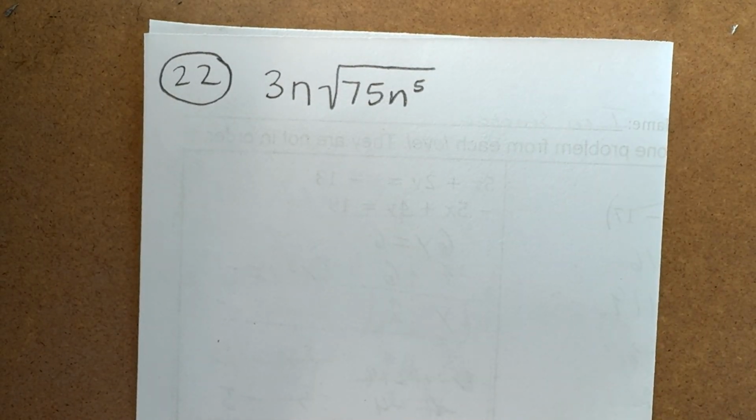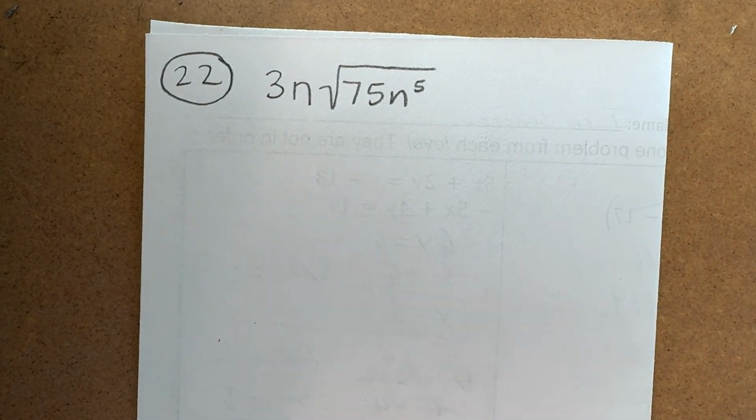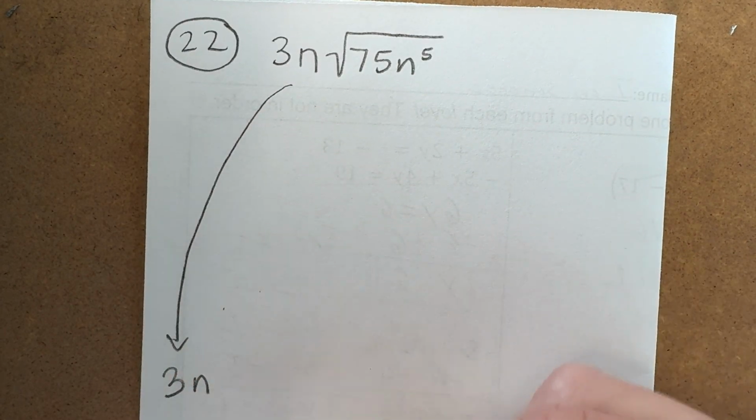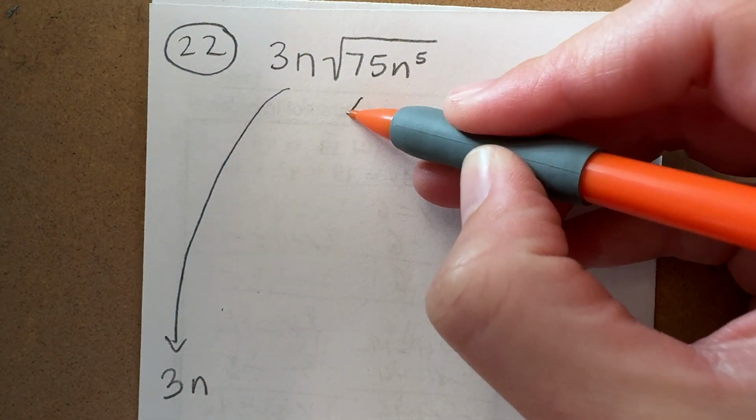All right, for this problem, I noticed that there is something being multiplied on the outside. So what I'm gonna do is take this thing that's being multiplied and just write it here. My goal is just not to forget it. So now let's go ahead and factor.